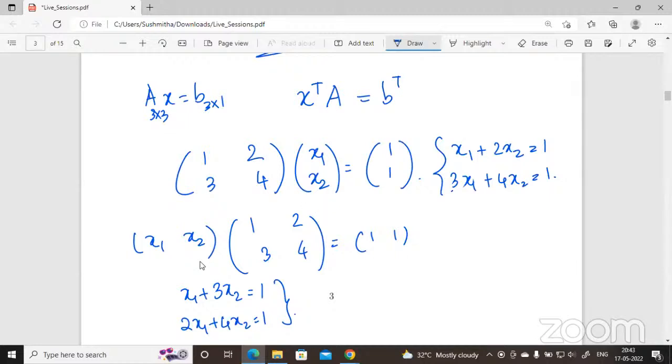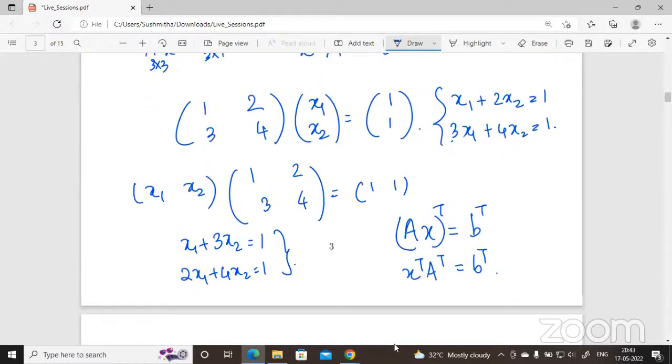Okay, ma'am. A transpose is needed. That's because you just do this: AX is equal to B, so AX transpose is equal to B transpose. AX transpose is X transpose A transpose. That's it. Okay. Thank you, ma'am. Ma'am, AX transpose is equal to X transpose into A transpose. Reverse law. It's like inverse, no? Like that, this also follows a reverse law.